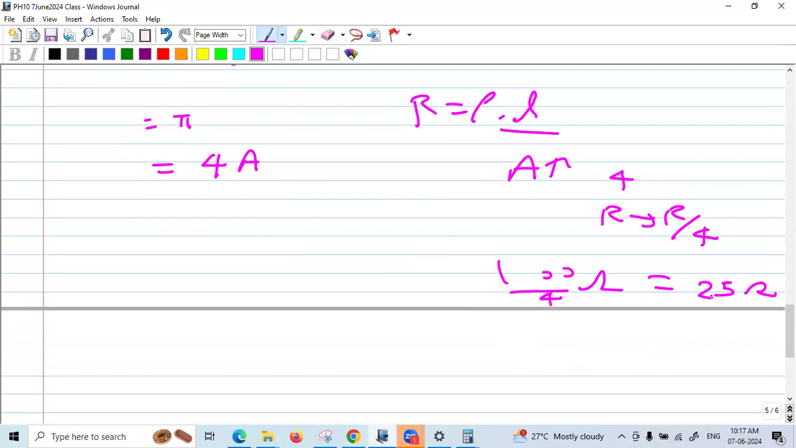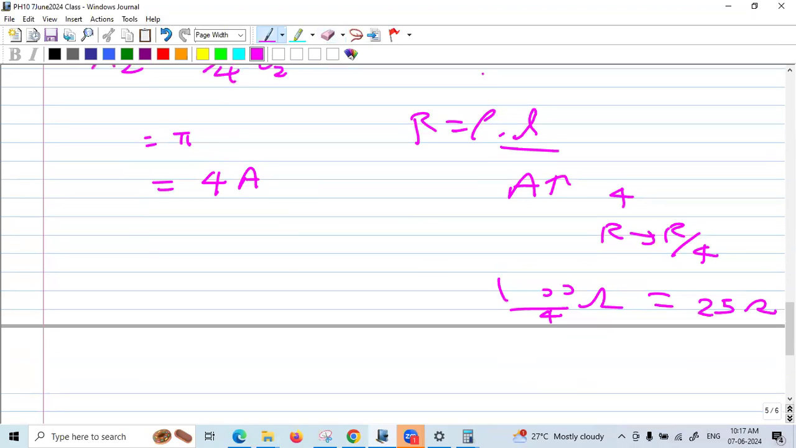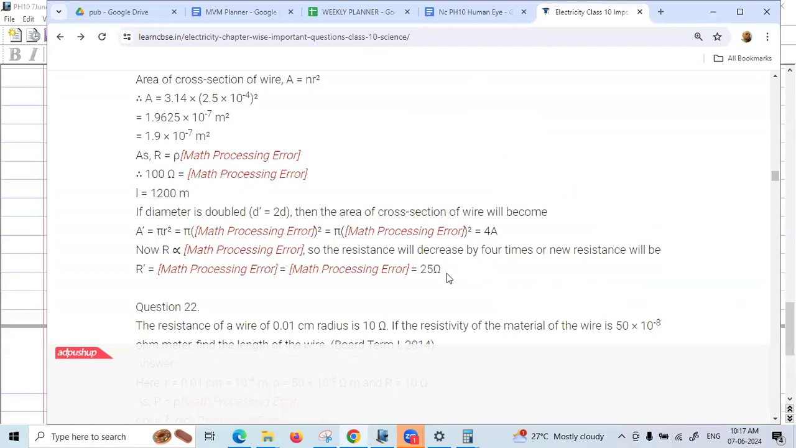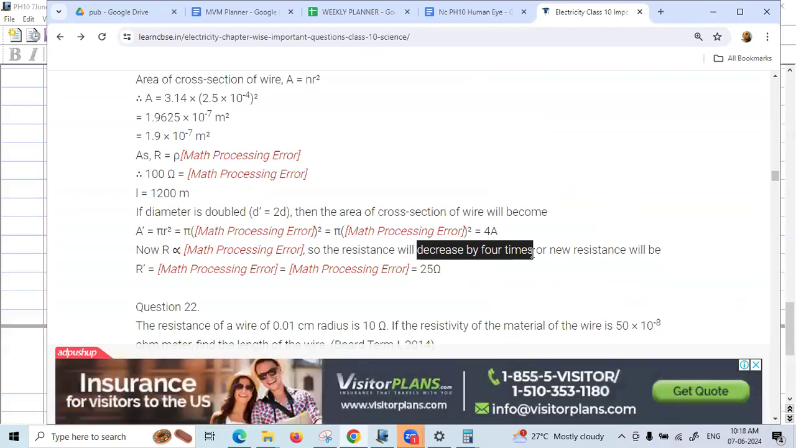Okay, whenever the area goes up, resistance will go down. Because area is the denominator, right? If the length is going up, resistance will go up. So here the area is going up 4 times because diameter is doubling. Since area is increasing 4 times, resistance will decrease 4 times. Because area is the denominator. If the area is more, it's easy for the current flow.